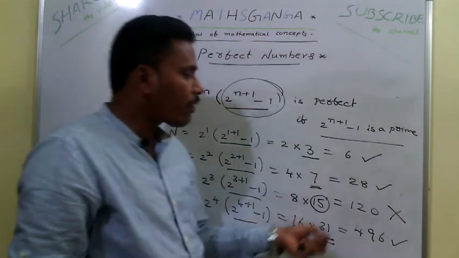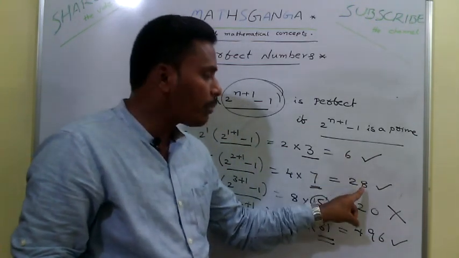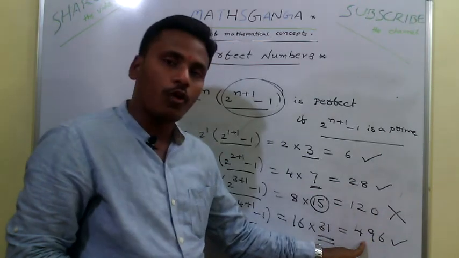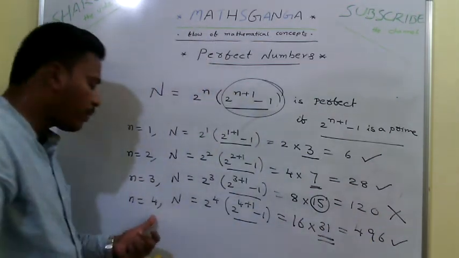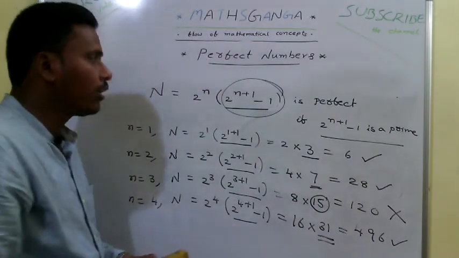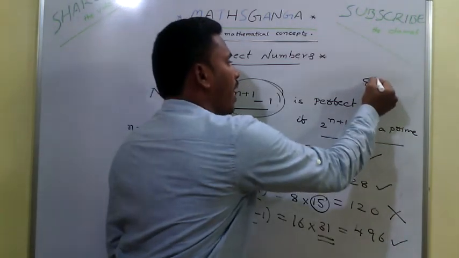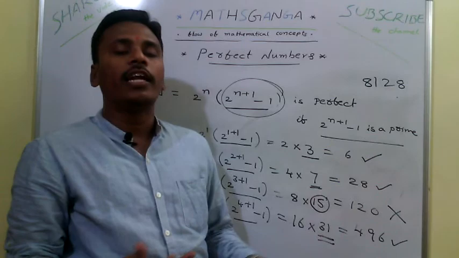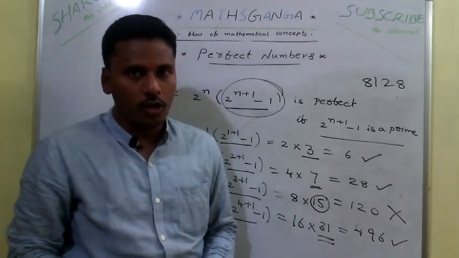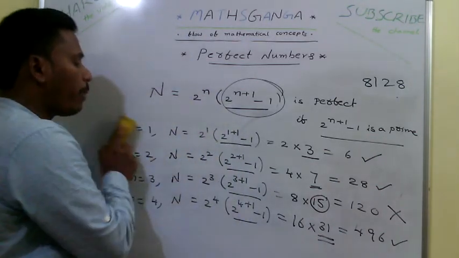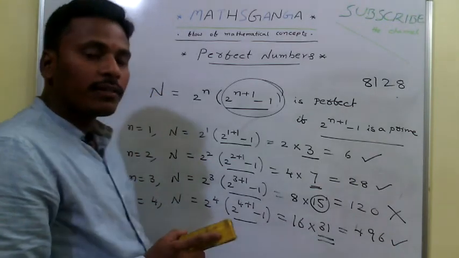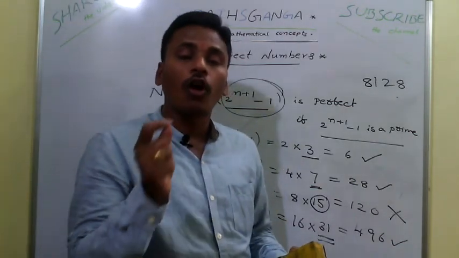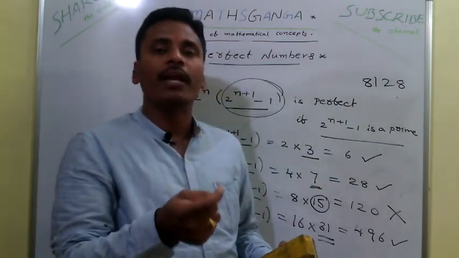So the initial perfect numbers are 6, and the next number is 28, and the next number is 496. If you check like this by taking different values in the place of n, you will get the next perfect number as 8128. Like this, we will generate different perfect numbers. Okay, see, basically a perfect number is a number for which the sum of all the factors is twice the number itself.